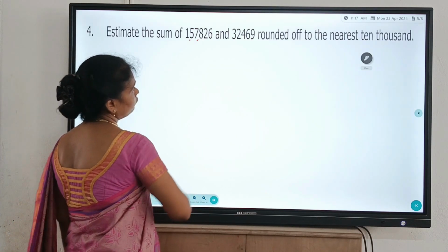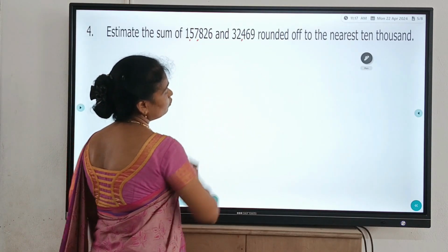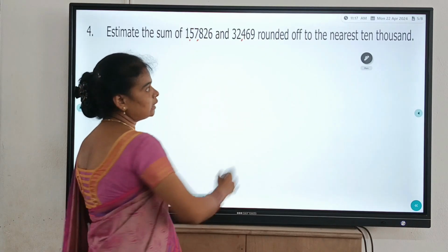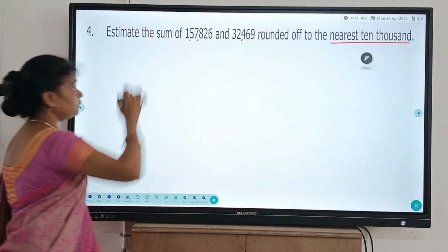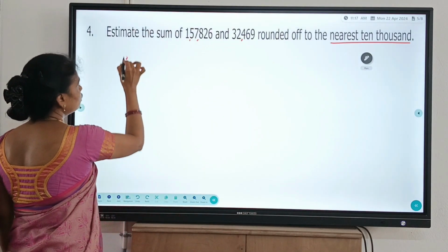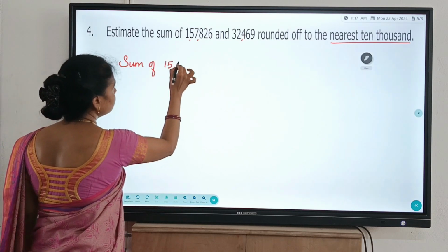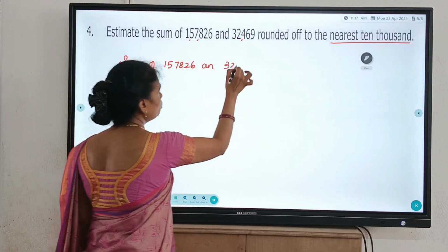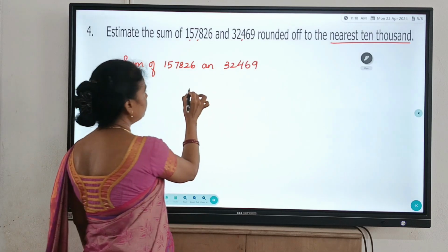1,57,826 and 32,469. Round it off to the nearest 10,000. So what you must do, you must find the estimated value by finding the sum of these two numbers. So the first step will be sum of 157,826 and 32,469. What do you mean by the word sum? You will add both these numbers.